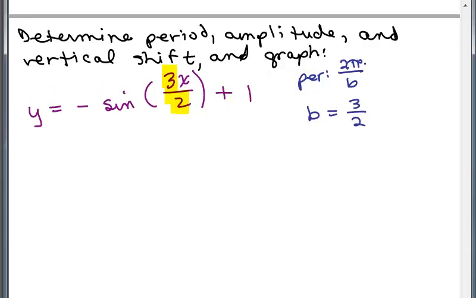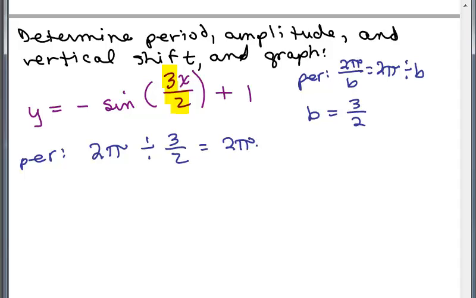So 2 pi over b, remember, is the same thing as 2 pi divided by b, which might be easier since we are dividing by a fraction. So if I wanted to find the period, we could do 2 pi divided by 3/2, which is 2 pi times 2/3, because you multiply by the reciprocal, and we get 4 pi over 3. So this is our period.